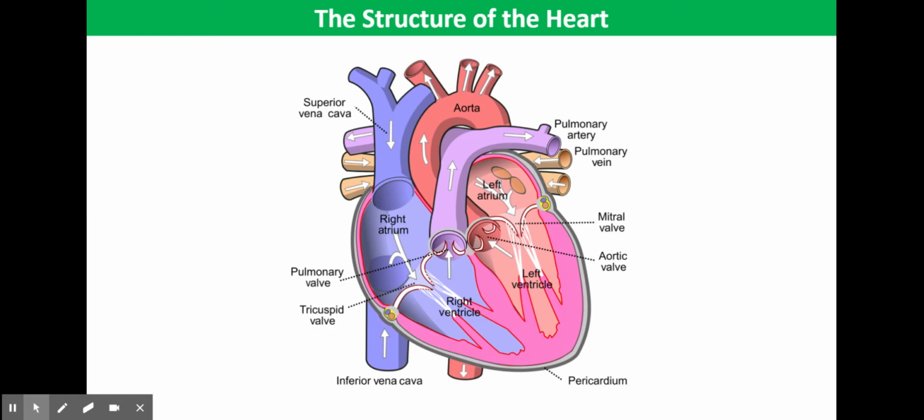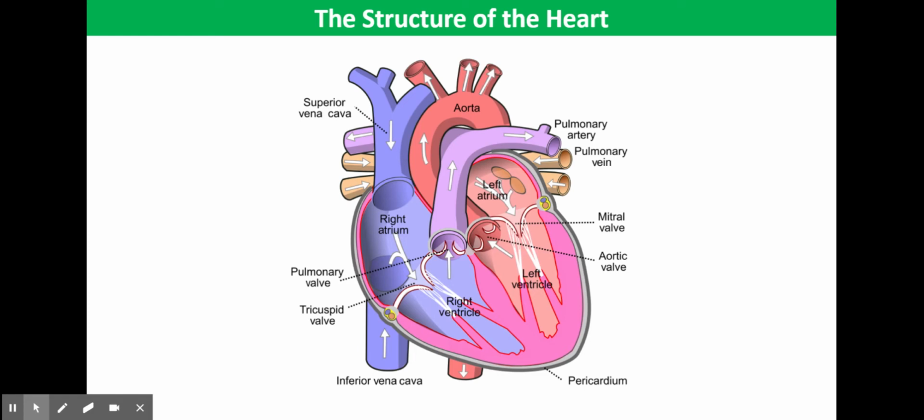So the heart is divided into four chambers. The two upper chambers are called the atria. These receive blood from the major veins. Deoxygenated blood from the body flows through the vena cava into the right atria. Oxygenated blood from the lungs flows through the pulmonary vein into the left atria.